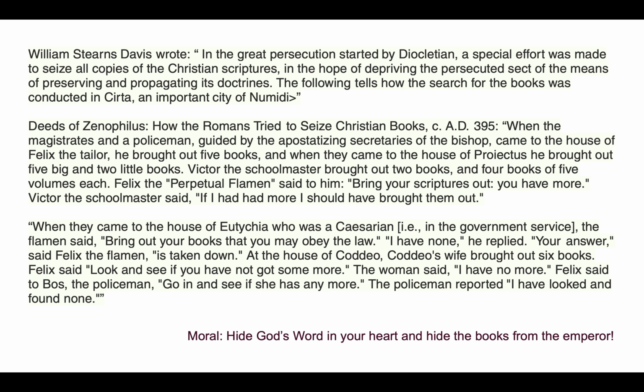So, a very complicated bit of history just telling us that intentionally Diocletian was trying to erase Christianity by getting rid of the books, and that is how important books are. So the moral of the story is hide God's word in your heart. That's when you memorize it, just in case you lose the ability to be able to read it with your eyes. But also hide the books from the emperor and don't let him take and seize all the books.